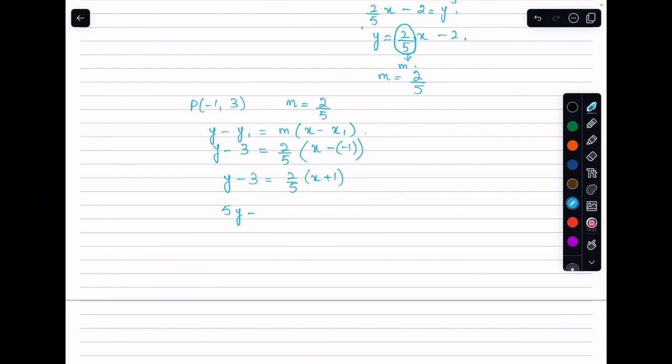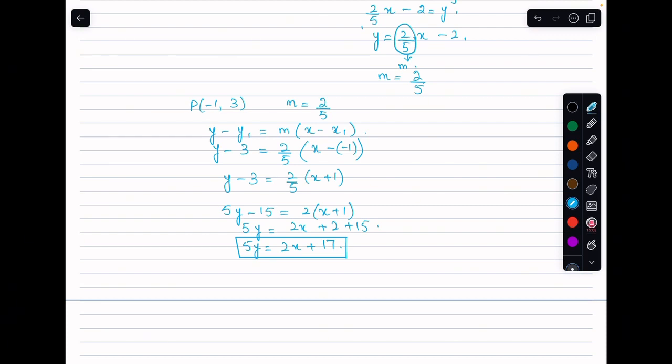So this is basically the line equation that we have, but simplifying it further, I can say it's 5y minus 5 times 3, which is 15. I have taken the 5 to the other side and multiplied y minus 3 with that 5, and then this will be equal to 2 times x plus 1. So it's 5y equals 2x plus 2 plus 15, or 5y equals 2x plus 17. So this is the required line equation passing through the point negative 1 comma 3, having the gradient m equals 2 by 5.